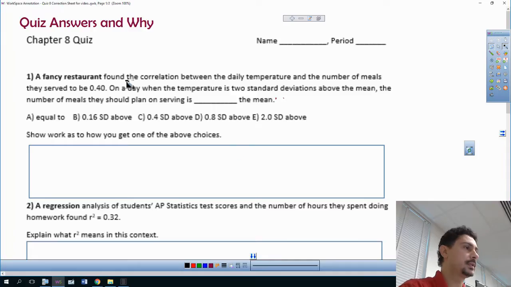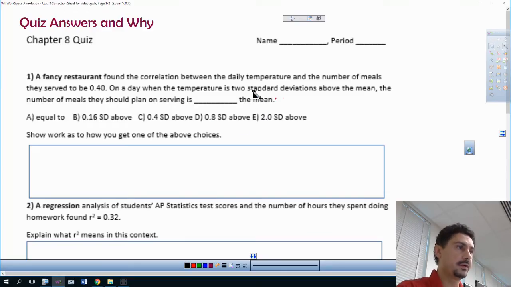With number one, it says a fancy restaurant found the correlation between the daily temperature and the number of meals they serve to be 0.40. On a day when the temperature is 2 standard deviations above the mean, the number of meals they should plan on serving is blank the mean. And of course, we have to pick an answer.